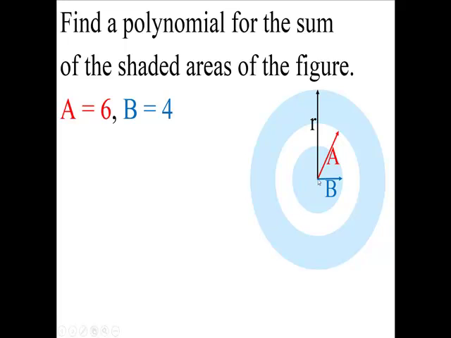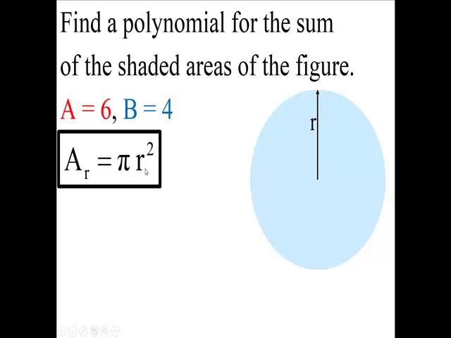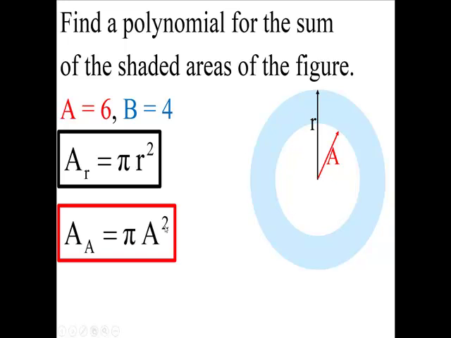Now, if we look at the big circle, the blue circle, the radius is R, isn't it? In the big circle, the radius is R. So the area of the big circle is pi r squared. And then we have a second circle here, the radius of which is A, which is going to be 6. But let's just say pi times A squared right now for the white circle here.